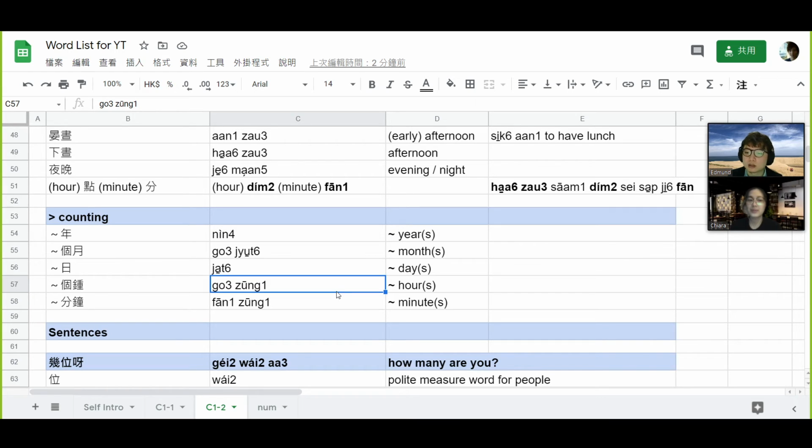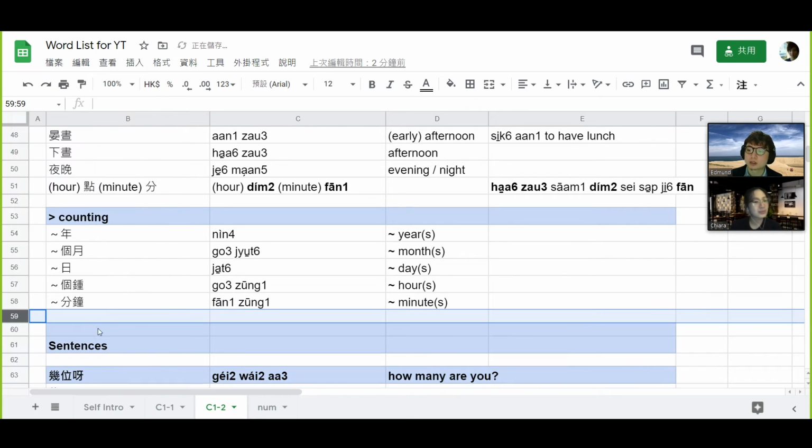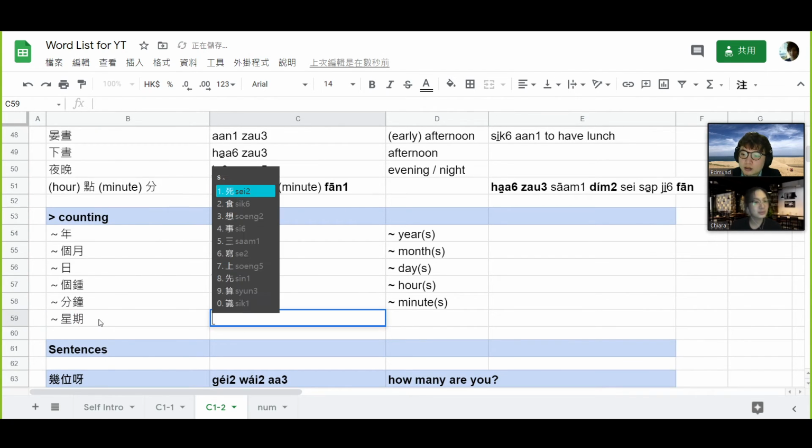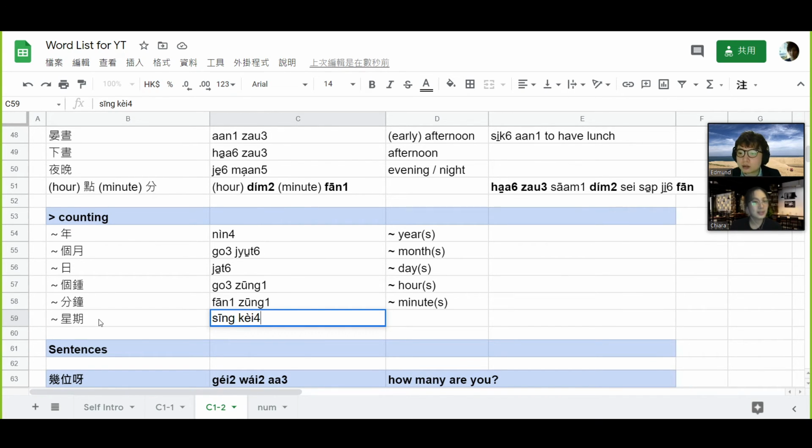And then for minutes, it is 分鐘. So, I want to add one more. 星期 is week. Sometimes people add the 個 before it also, not necessary. So, for example, 一個星期, 1 week.